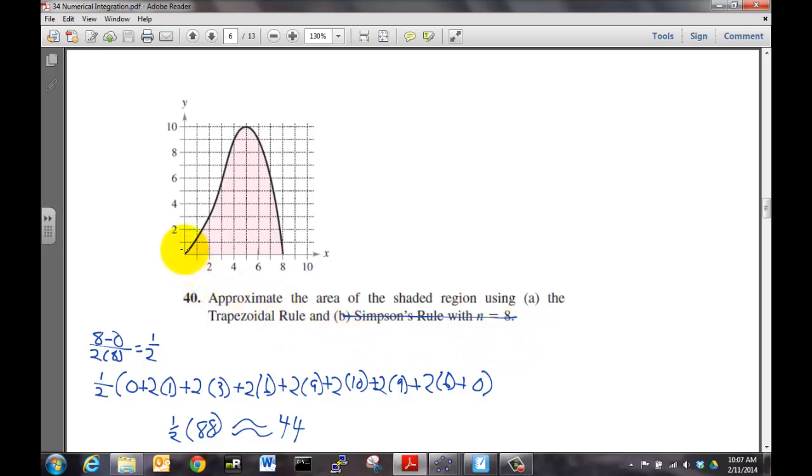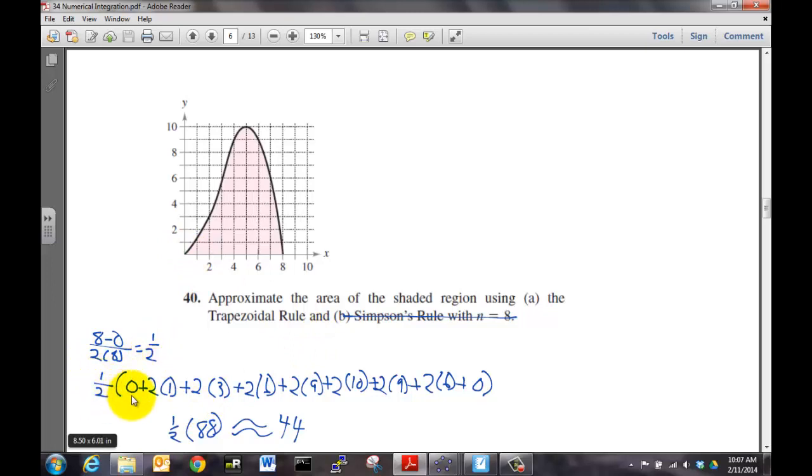Well, if we look at our graph, it starts at 0 and ends at 8. So remember, our number out front is b minus a over 2n. 8 minus 0 is 8, over 2 times 8. That gives us 8 over 16, which is 1/2. So we'll have 1/2 there.